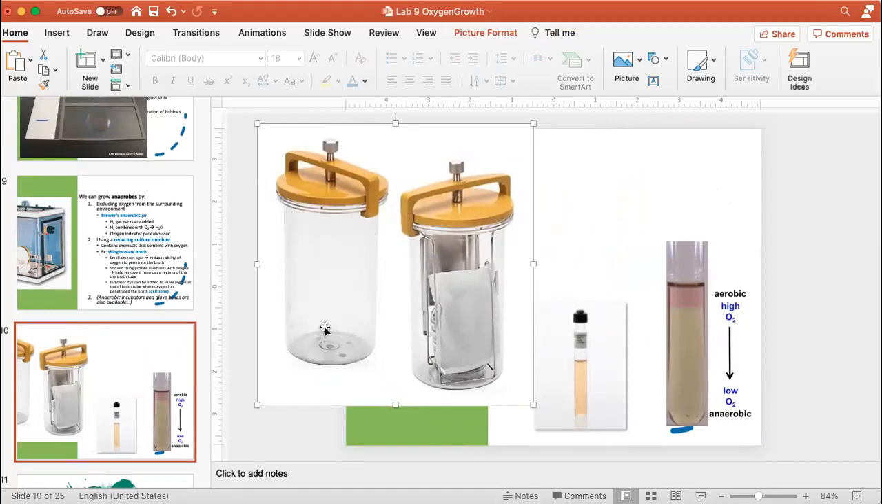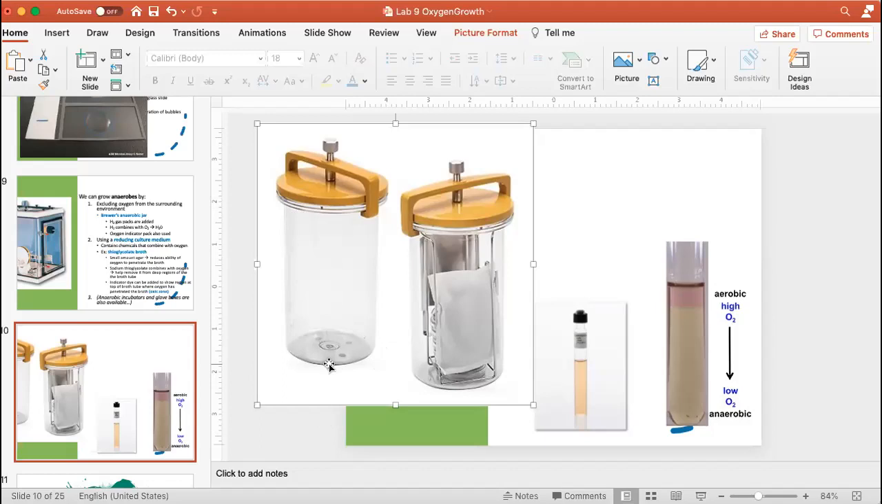Remember, we're trying to create an environment here that has absolutely no oxygen in it. Now you'll notice it's cylinder shaped, and that's because most of the time what we're going to be putting in here are agar plates. We're going to try to grow these anaerobic organisms on agar plates, and you just stack the plates up in here.